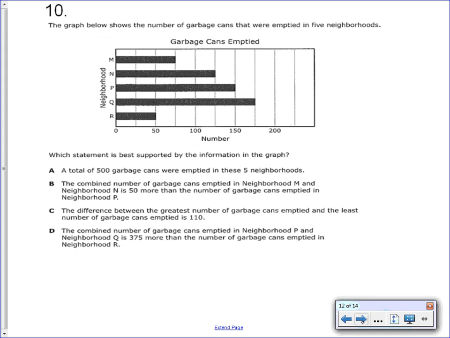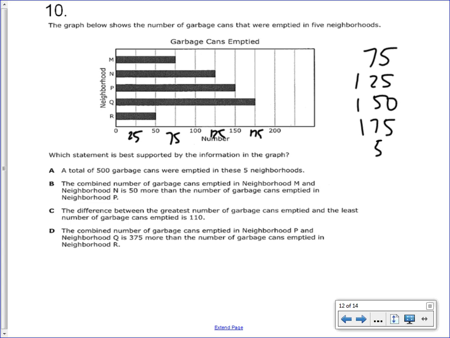For number 10, it says which statement is best supported by the graph. Well, I'm going to look, and first of all, I'm going to make myself marks on how much the graph is going to go up by each time. Okay, and that is 25. It says a total of 500 garbage cans were emptied in these 5 neighborhoods. So I'm going to take how much was emptied in all 5 neighborhoods, 75 plus 125 plus 150 plus 175 plus 50.